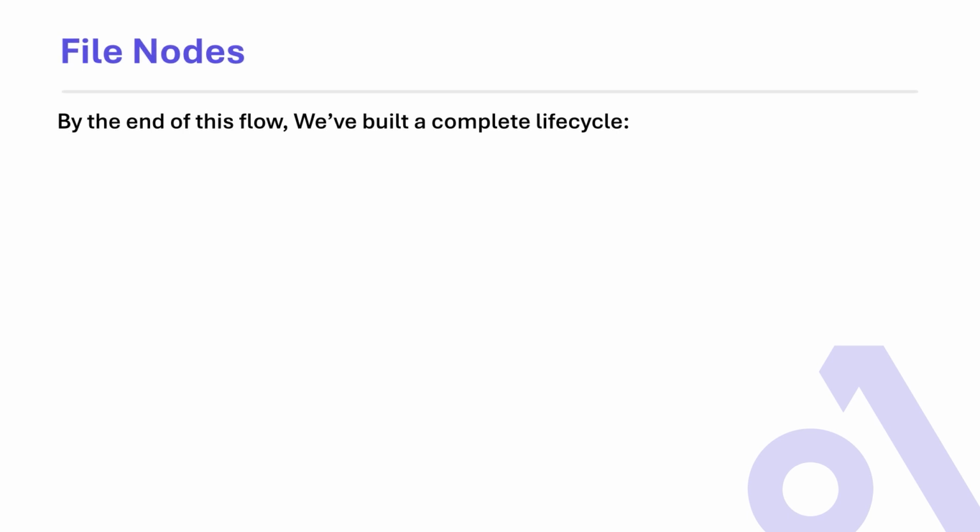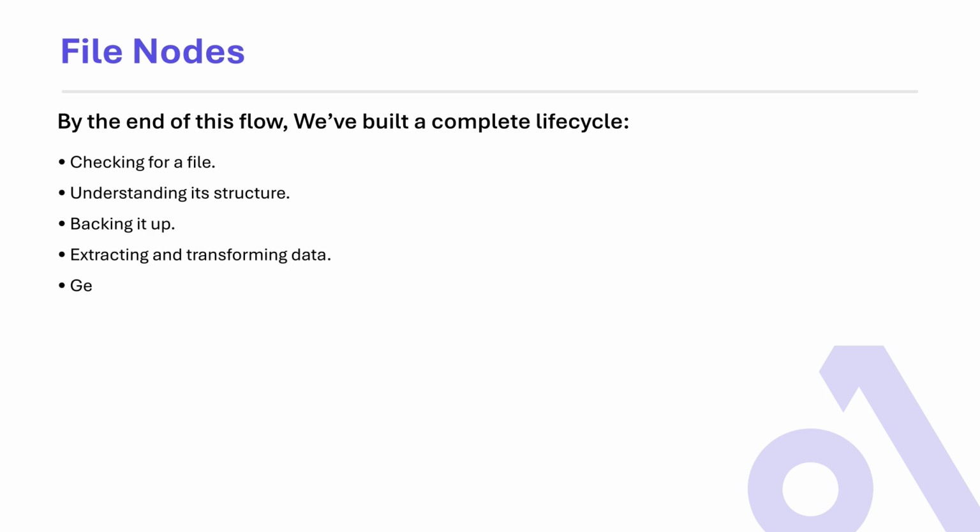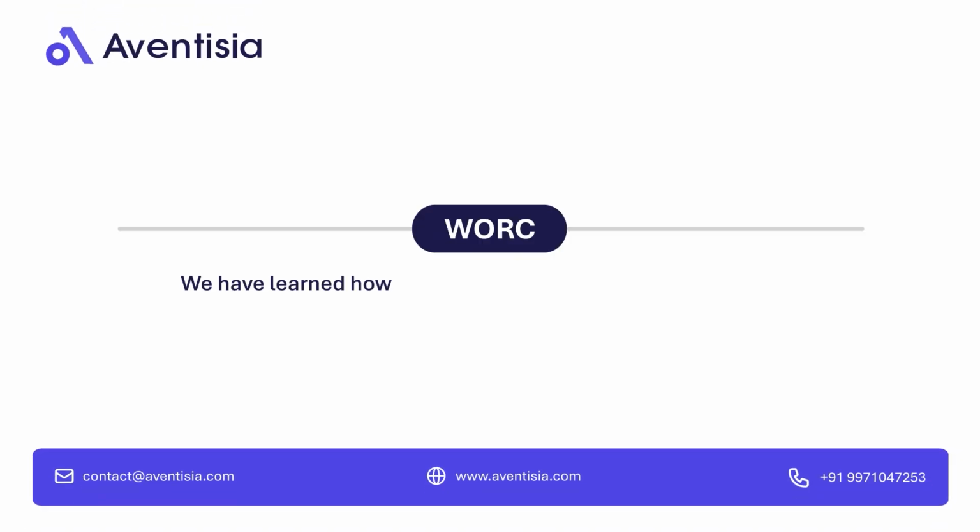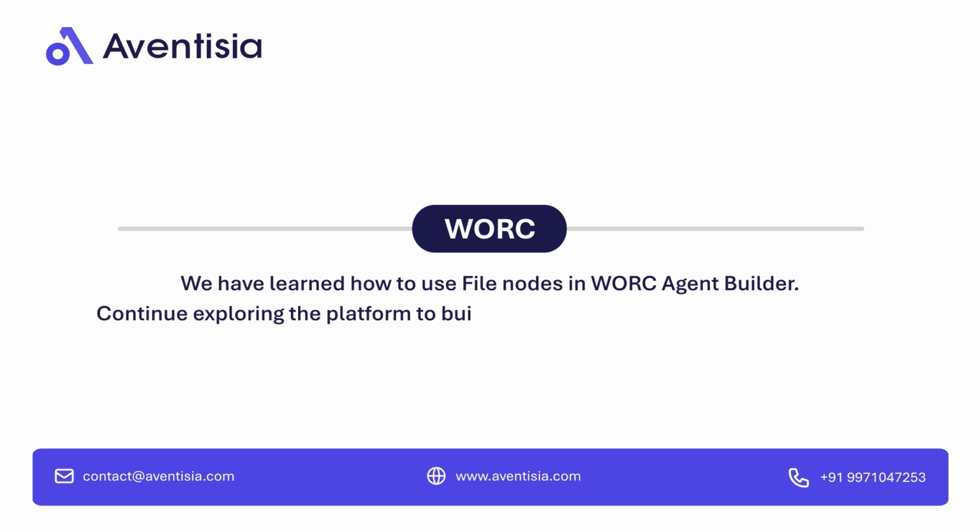By the end of this flow, we've built a complete lifecycle, checking for a file, understanding its structure, backing it up, extracting and transforming data, generating outputs, organizing files, and cleaning up. We have learned how to use file nodes in Work Agent Builder. Continue exploring the platform to build more intelligent automation workflows.